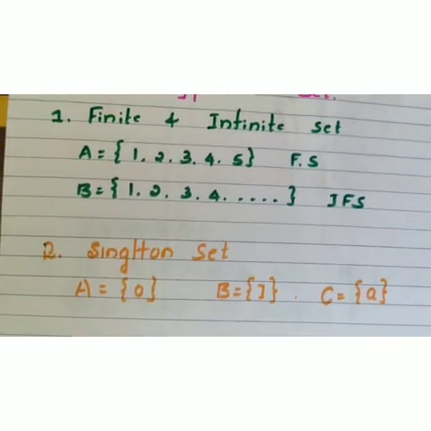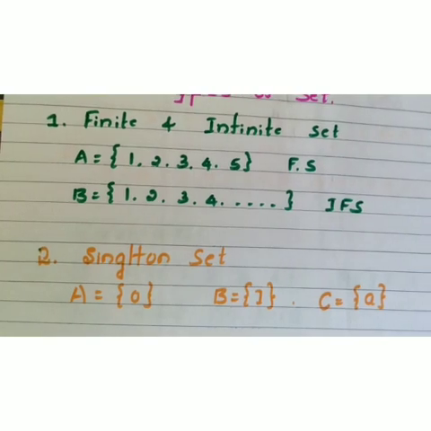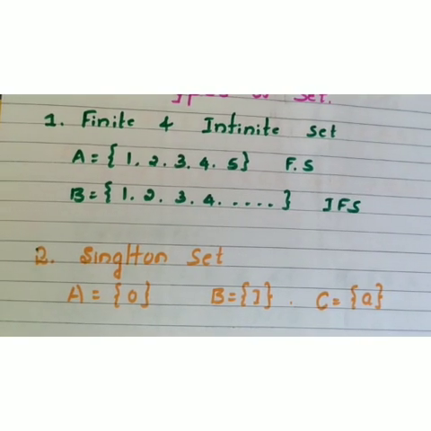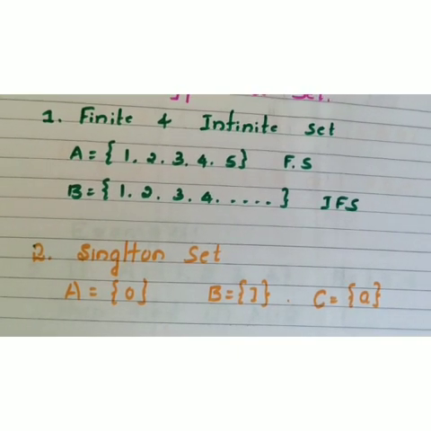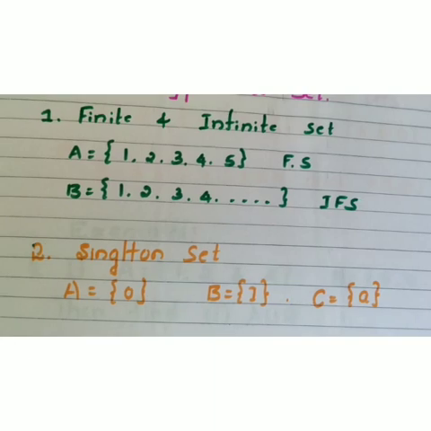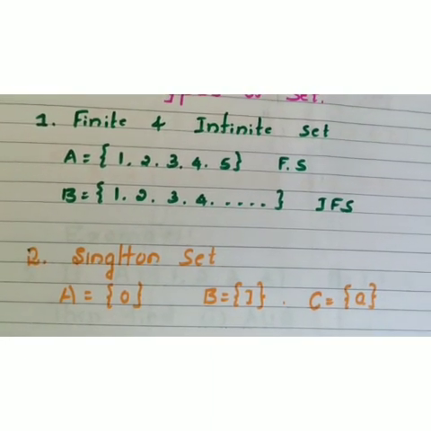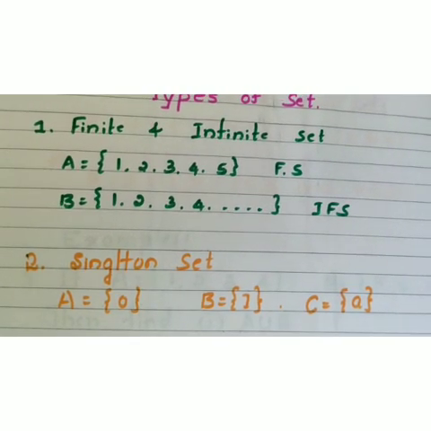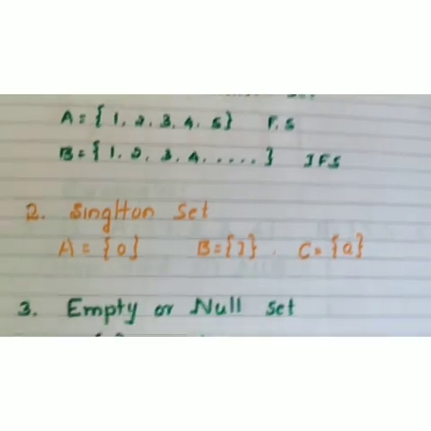Next we can go for the singleton set. What do you mean by a singleton set? I have written some examples here. The set A has only one element, 0. The set B has only one element, may be taken as 1. The set C has only one element, a single letter A can be taken. So it is very clear that a singleton set means a set consisting of only one element. What is the singleton set? A set consisting of only one element is called the singleton set.